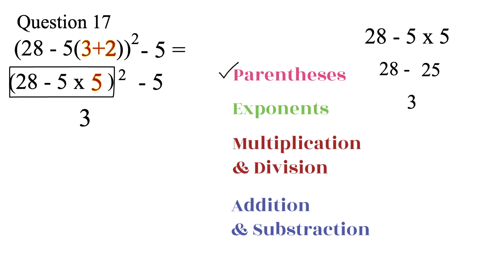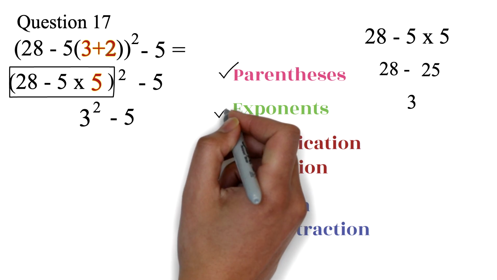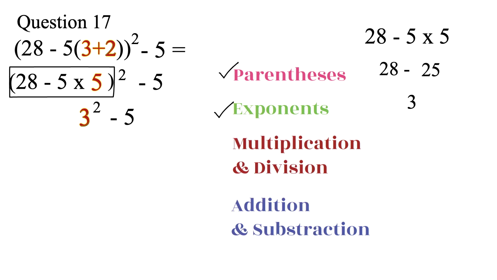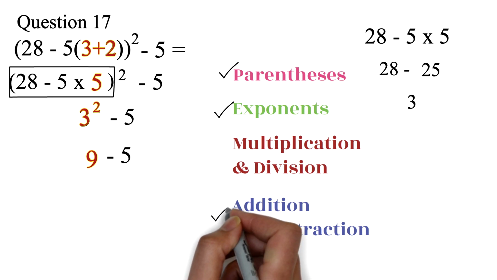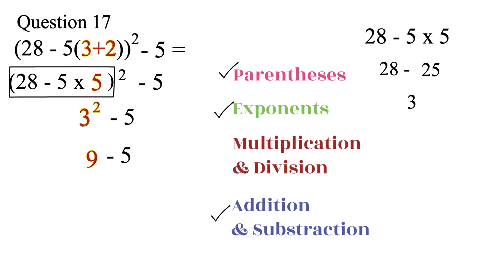We now have 3 exponent 2 minus 5. From the order of operations, we will do the exponent next. 3 exponent 2 is 9. We have 9 minus 5. Finally, we'll do the subtraction. 9 minus 5 is 4, so we have 4 as our final answer.